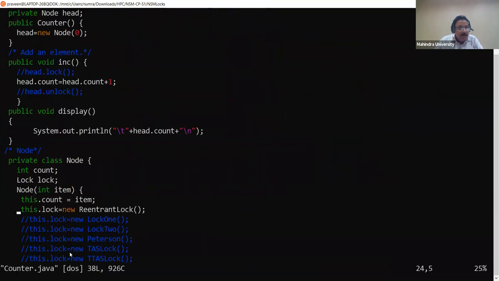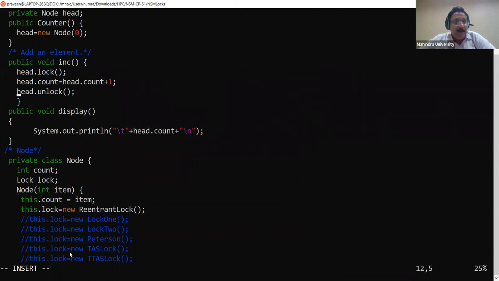We can overcome that problem by using locks, because a lock is a kind of synchronization primitive. Here what I did is put a lock before and after that particular statement. That particular part is called a critical section. Now head dot count is in the critical section.